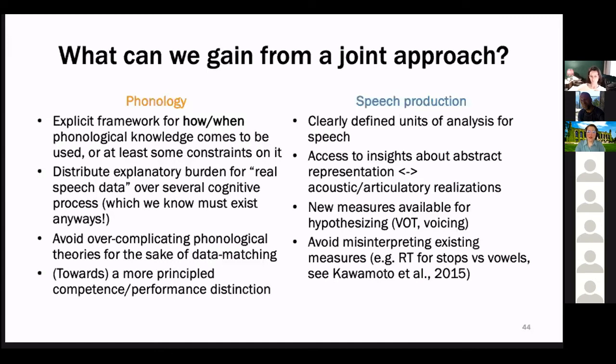And we can access insights about abstract representations and the mapping between those representations and their actual acoustic realizations. So for example, allophones, or the mapping from underlying representations to surface representations, is not something that is talked about or taken advantage of in speech production literature generally, broadly speaking. We also can gain new measures for hypothesizing, right?